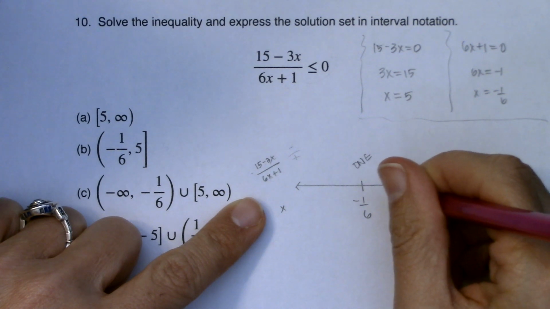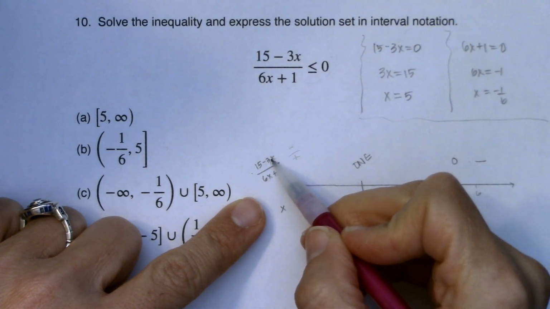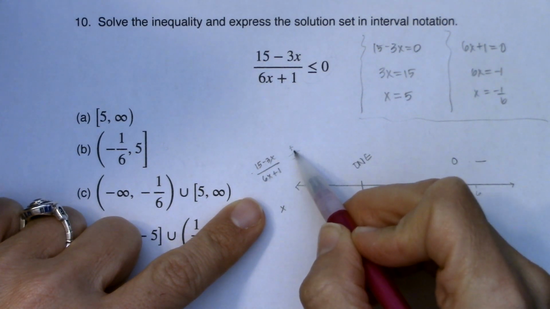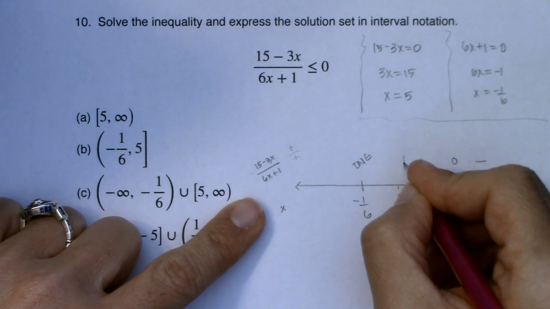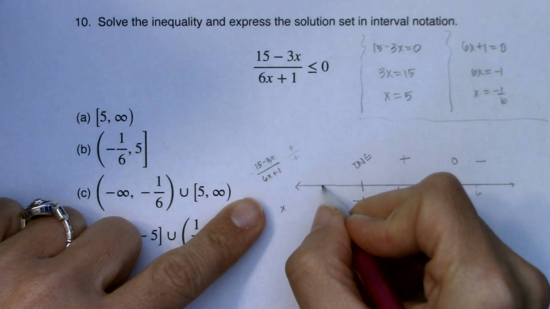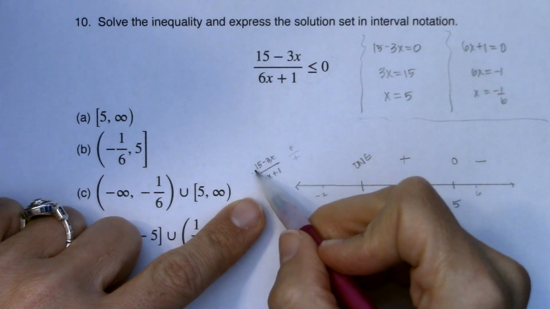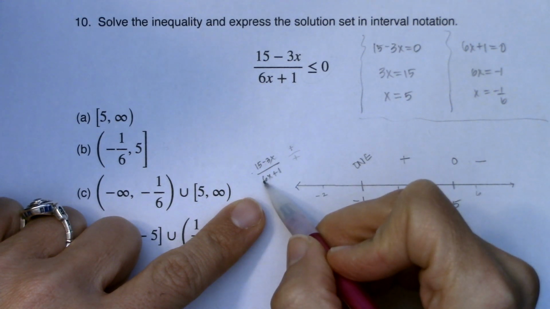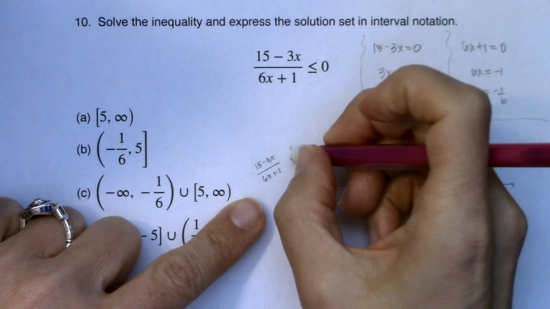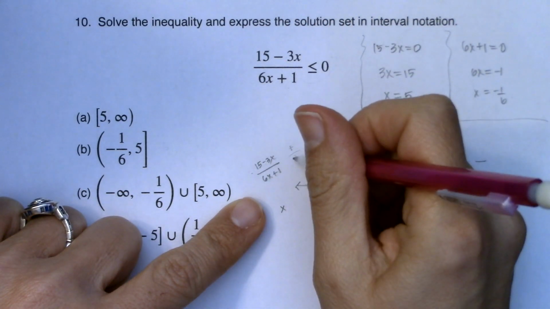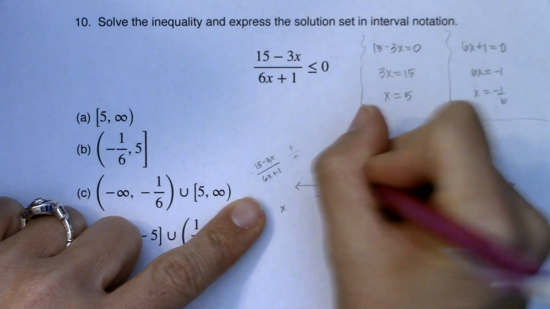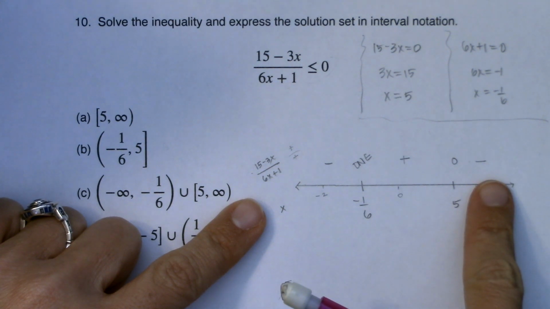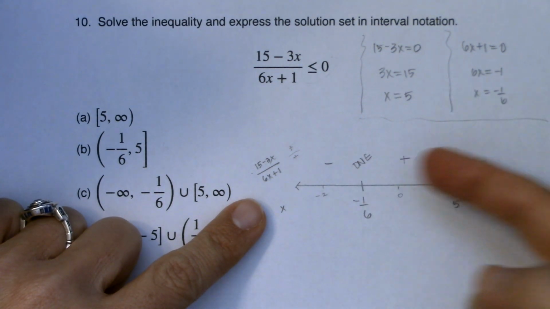Now let me pick a test point of 0. 15 minus 3 times 0 is a positive number, because it's 15. 6 times 0 plus 1 is a positive number. A positive over a positive is positive. I'm going to pick something like negative 2 here. 15 minus 3 times negative 2 is going to be positive. 6 times negative 2 plus 1 is going to be negative. Positive over a negative is going to be negative. So I want you to see I had a lead negative if I start from the right and move left, and then I alternated.